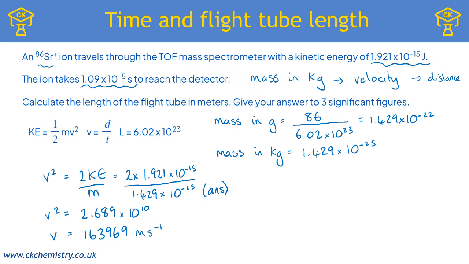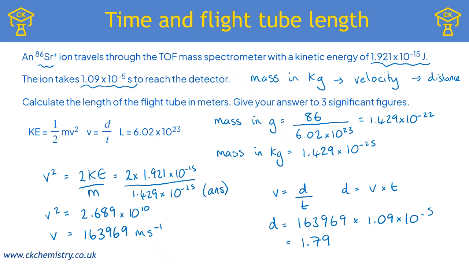And then I'm going to rearrange v equals d over t. I want distance because I want the length of the flight tube. So I want meters, so distance is equal to velocity times time. So I get my distance 1639, doesn't matter if you round this up a little bit, times 1.09 times 10 to the minus 5, and I get a distance of 1.79 meters to 3 sig figs.